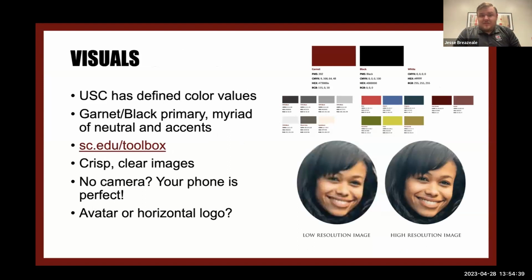Speaking of visuals, we have defined color values. You don't have to guess what garnet is anymore. If you're looking at your color wheel and thinking, that's almost garnet, you don't have to worry about that anymore. USC actually has defined values on their website, at the sc.edu/toolbox link. If you go to that, it'll bring you to the entire brand toolbox. There's also a QR code to it on that one sheeter that Scott will send out.